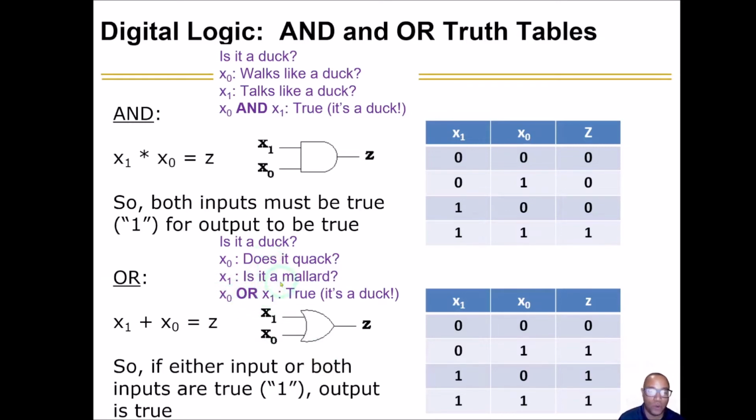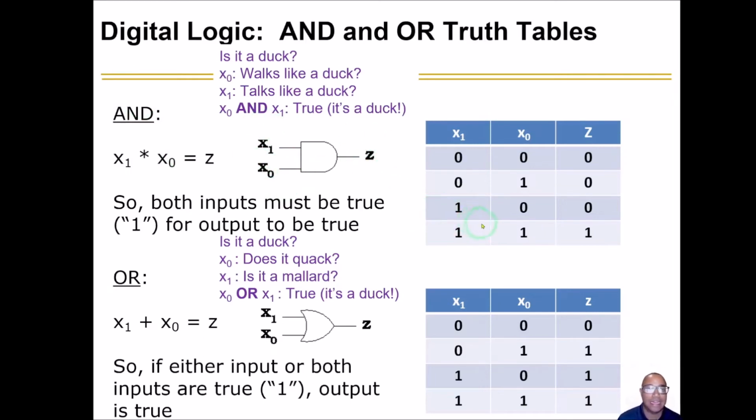We're changing our questions a little bit. Does it quack, yes or no? And the second one is, is it a mallard, a type of duck? So if one of these questions is true based off of something that you're observing, then congratulations, it's a duck. It'll be true. But if both of these are false, the output would be false. It is not a duck. So at least one of these inputs for the OR operator has to be true, and for the AND, all of the inputs have to be true in order to get the output true.